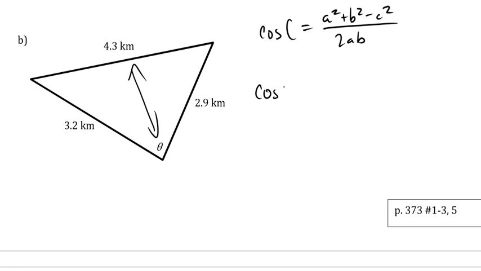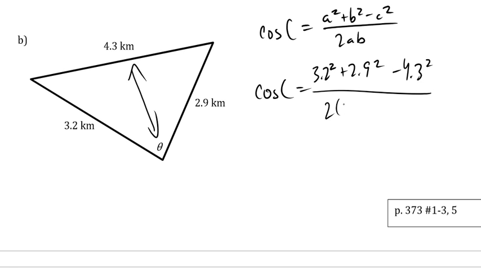So this is what this should look like. Cosine of C equals minus, I'm going to move that over a bit, minus 4.3 squared. That has to be C, and then the A and B don't really matter. 3.2 squared plus 2.9 squared over 2 times 3.2 times 2.9. And I got shift, cos, bracket, bracket.